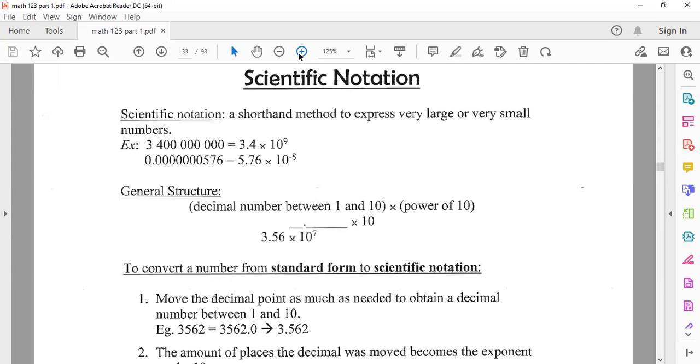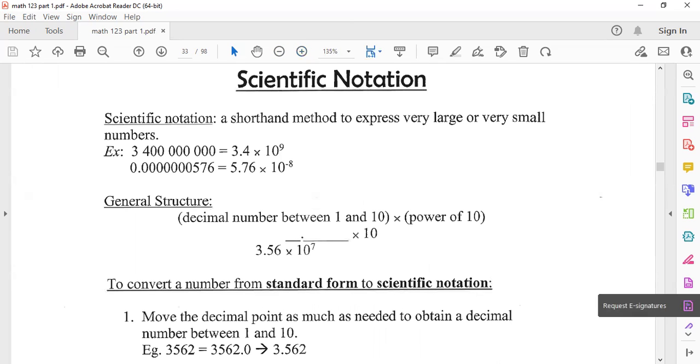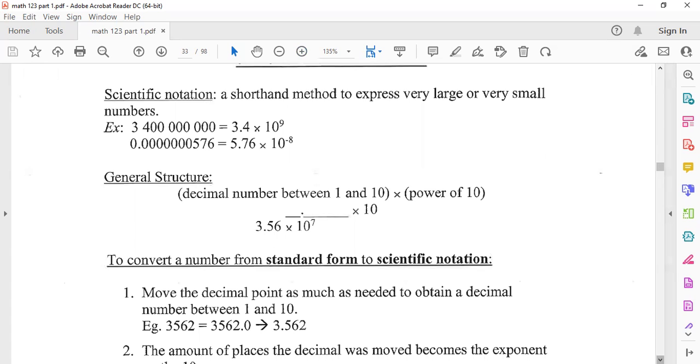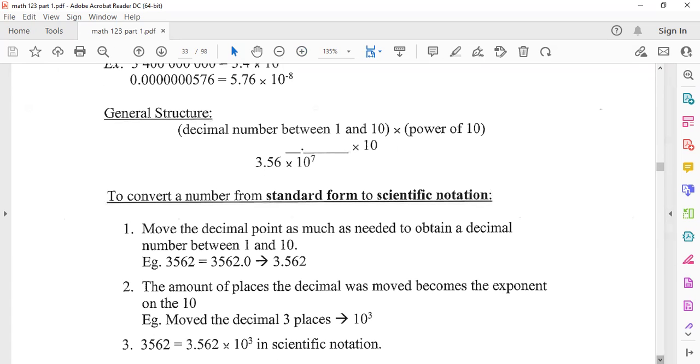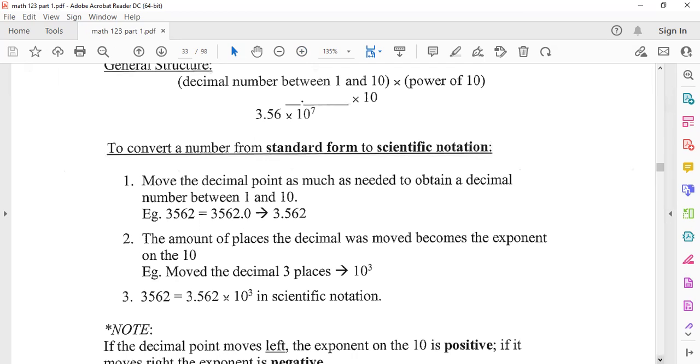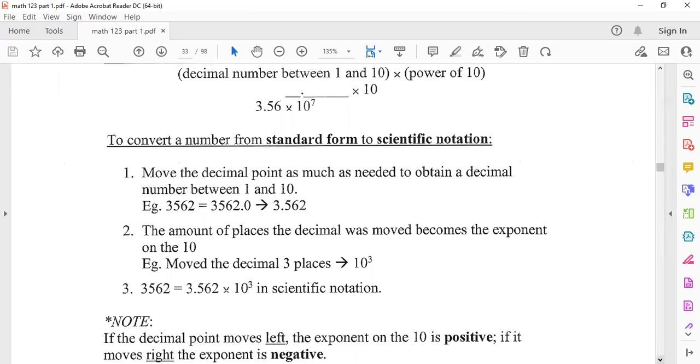The general structure is that, to be in scientific notation, the decimal number has to be between 1 and 10. You could have other things that are equivalent, but they would not be in scientific notation. If you want to change from standard form, our normal numbers, to scientific notation, it's always times some power of 10. So you'll have to move the decimal point as much as needed to get the decimal number between 1 and 10.